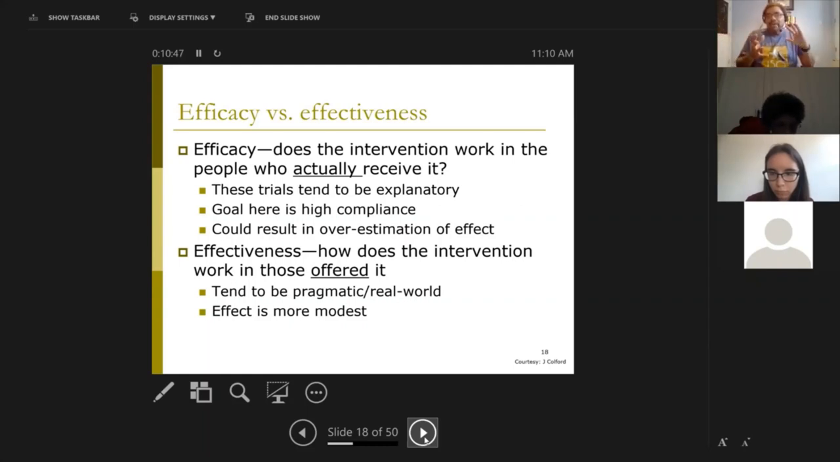So most trials look fairly good in the efficacy stage, but when you roll it out in the real world, the effectiveness is actually much more modest, because the real world doesn't have the kind of resources to run behind everybody, to monitor people carefully. All of that is very hard to do in the real world. So effectiveness generally is less optimistic than efficacy, okay?